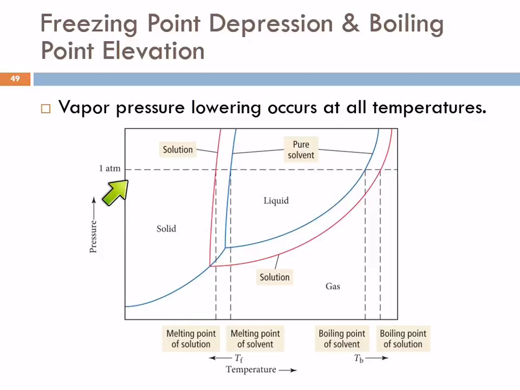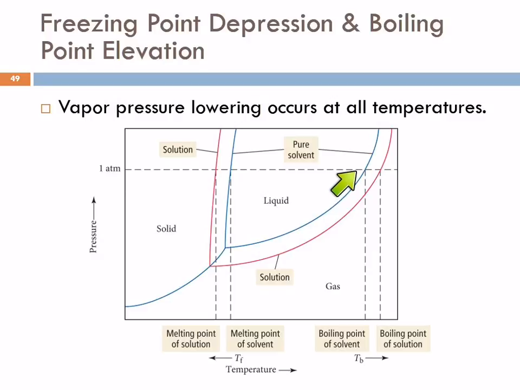Here, in blue, we have the pure solvent. So if we look at 1 atmosphere and go across increasing temperature, we come to the melting point and it converts to a liquid. If we keep heating the liquid, increasing the temperature, eventually it will begin to boil. Remember that boiling happens when the substance's vapor pressure is equal to the atmospheric pressure above it.